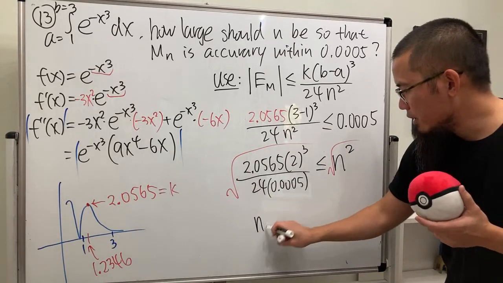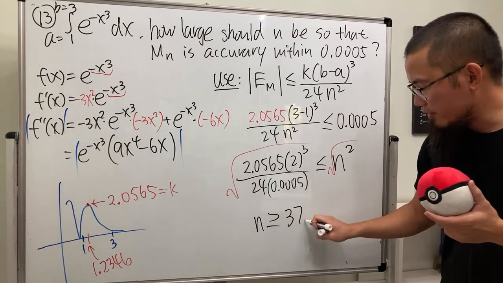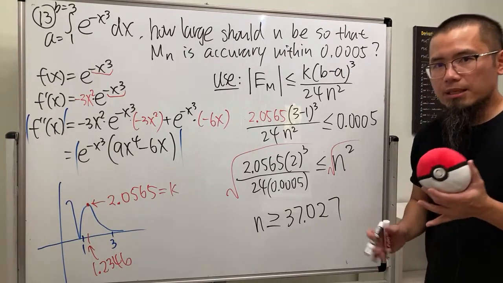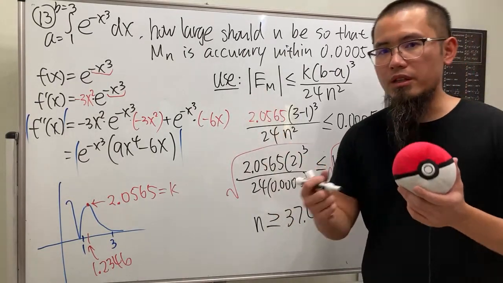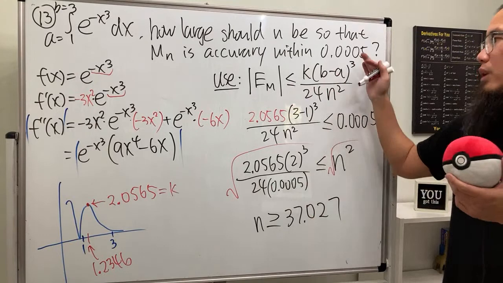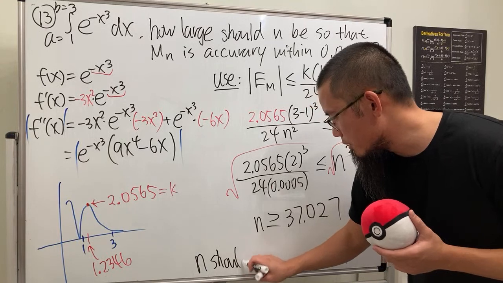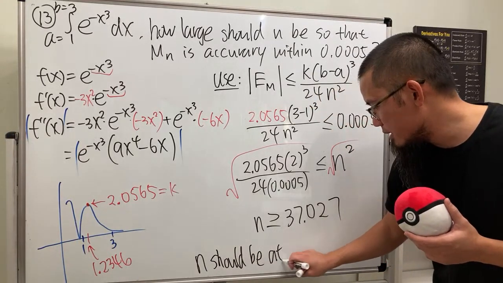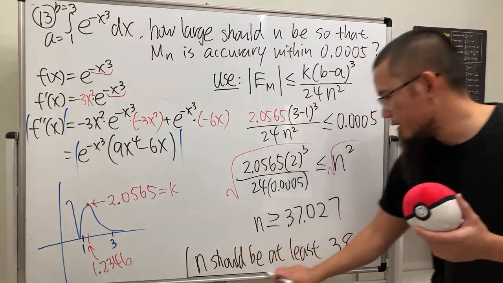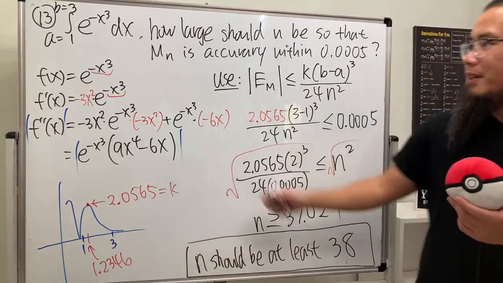So we just take the square root on both sides, care about the positive only. And we will get n is greater than or equal to, if you entered all that on the calculator, about 37.027. But n is supposed to be a whole number because you're talking about the number of rectangles. And you always round up to make sure that it's guaranteed to have this error or less. So just say, in words, n should be at least 38. All right. Done. That's it.